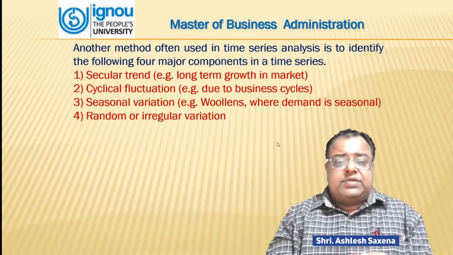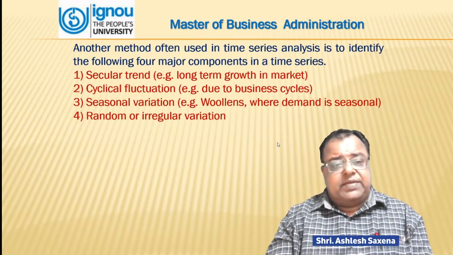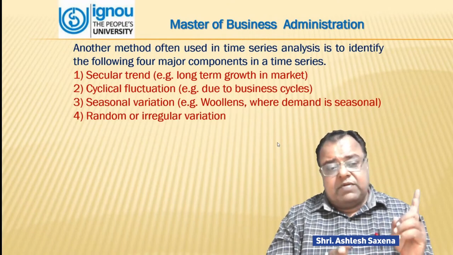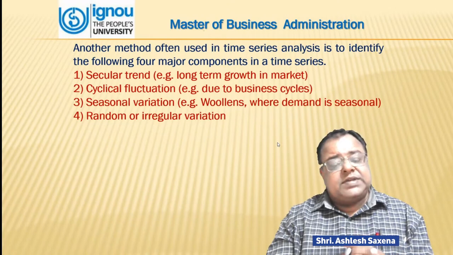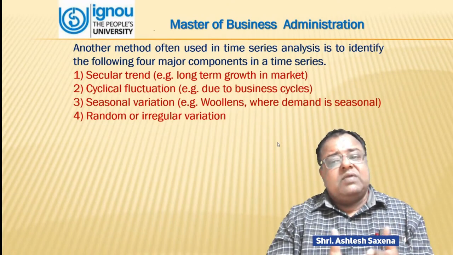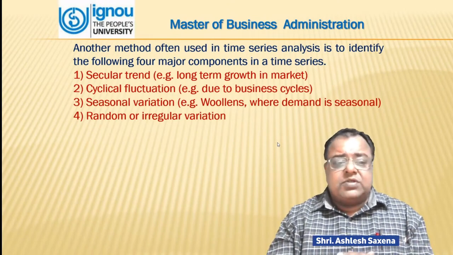Another method often used in time series analysis is to identify the following 4 major components in a time series. Number 1, secular trend, that is long-term growth in market. Number 2, cyclic fluctuations, that is due to business cycles. Third one is seasonal variation, such as woolens when demand is seasonal. And number 4 is random or irregular variation.